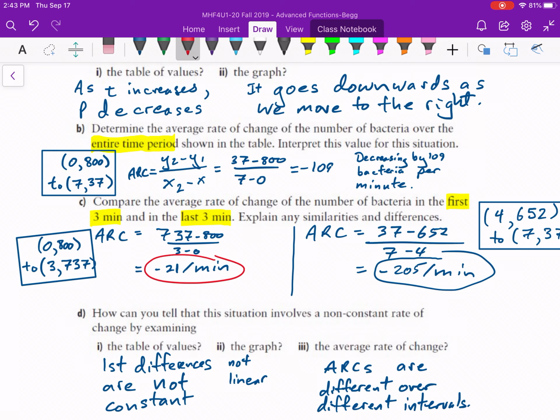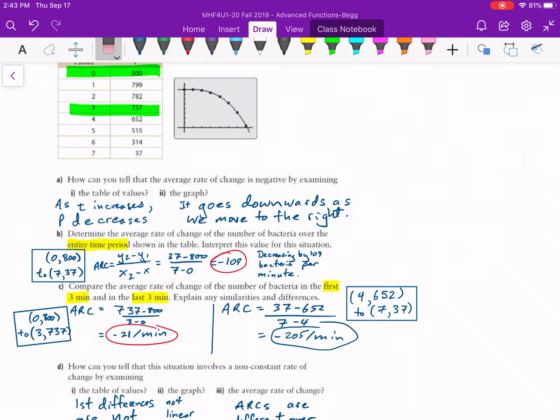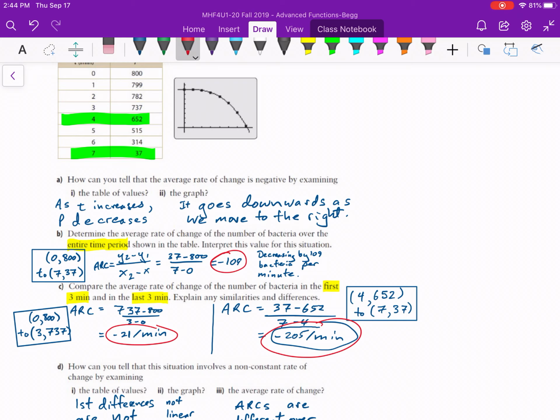Compare that to the 109 from the previous one. They're not killing as many bacteria at the beginning as the average rate of change overall. Then if we compare that to the last 3 minutes, that would be comparing the points that go from minute 4 to minute 7, and when I get the slope of that, I end up with negative 205 bacteria per minute, so they're dying off much faster as time goes on.